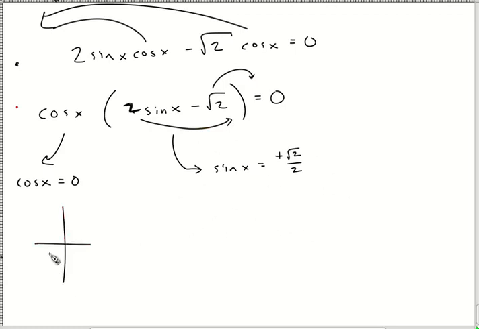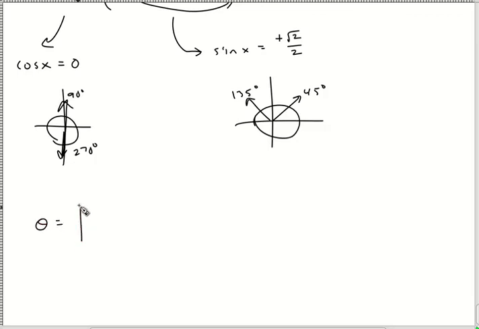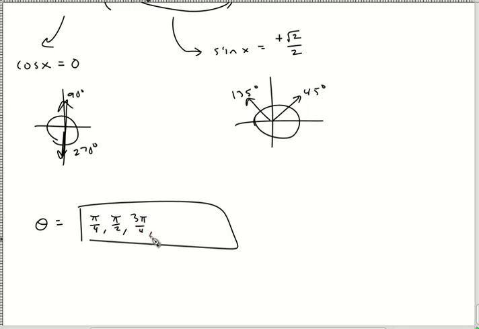So where's my x value equal to 0? Well, it's straight up at 90 and straight down at 270. Where is my y value a positive square root 2 over 2? It's over here at 45 and over here at 135. Awesome. Now I just write them all down in radian mode and call it a day. So pi over 4, pi over 2 for my 90, 3 pi over 4, that's the 135, and then finally 3 pi over 2 is straight down, and then we're done. Whew.